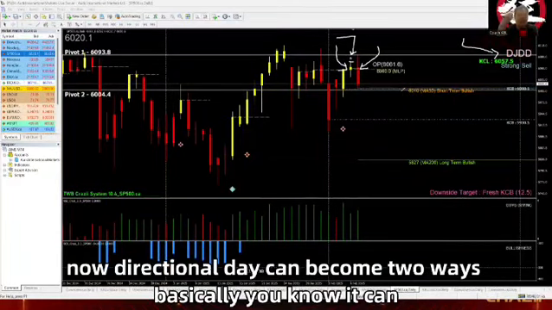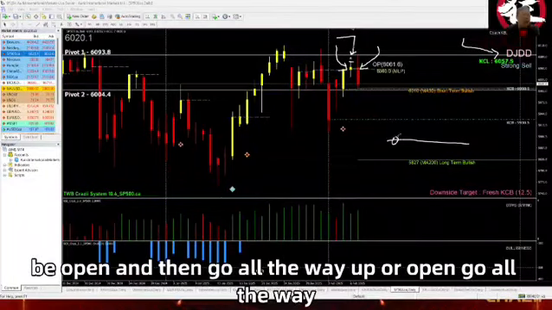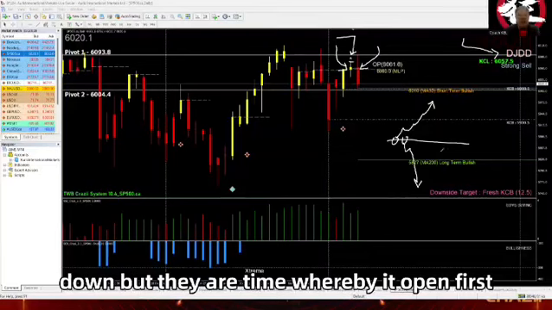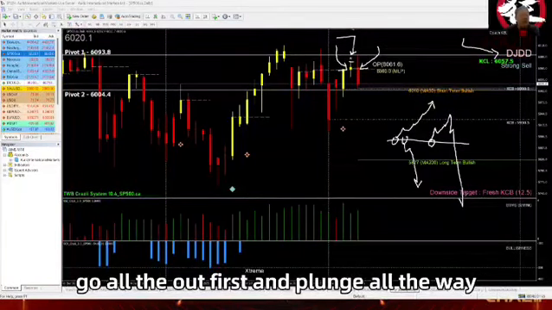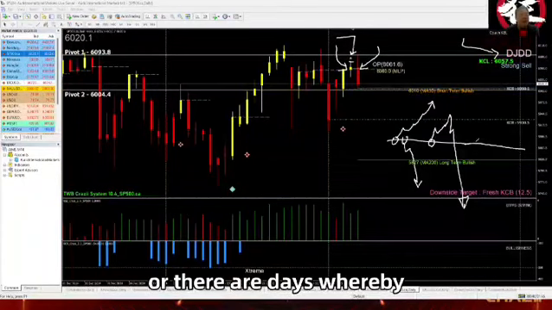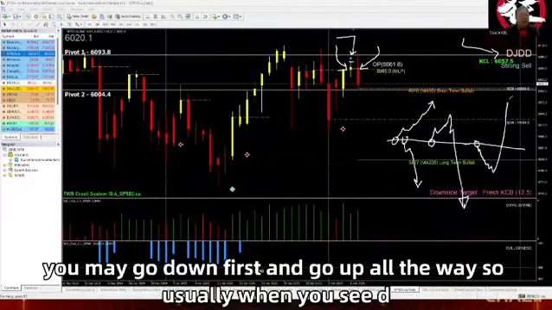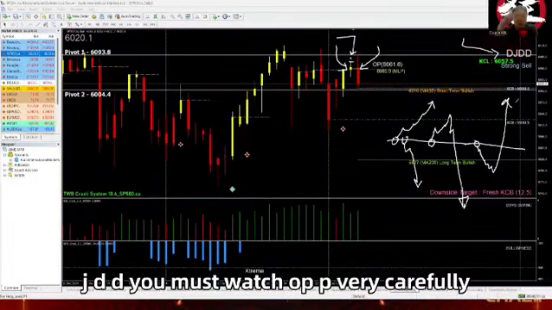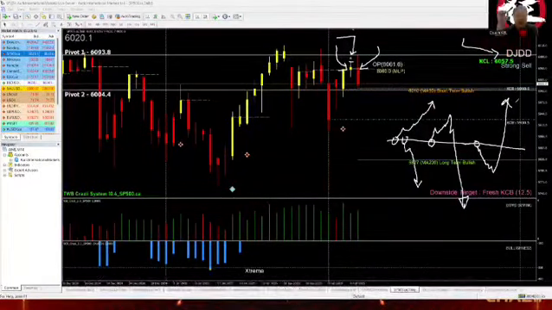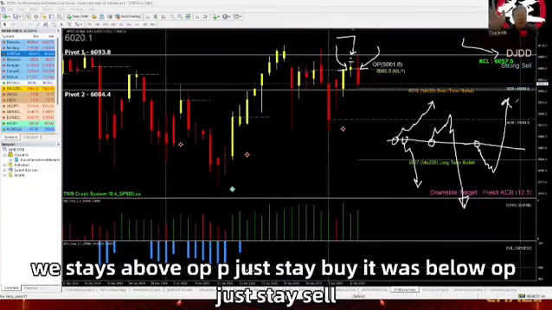Now, a directional day can come two ways. Basically, it can open and then go all the way up, or open and go all the way down. But there are times when it opens, goes all the way up first, then plunges all the way. Or there are days when it may go down first, then pull up all the way. So usually when you see DJDD, you must watch the OP very carefully. If it stays above OP, just stay buy. If it's below OP, just stay sell.